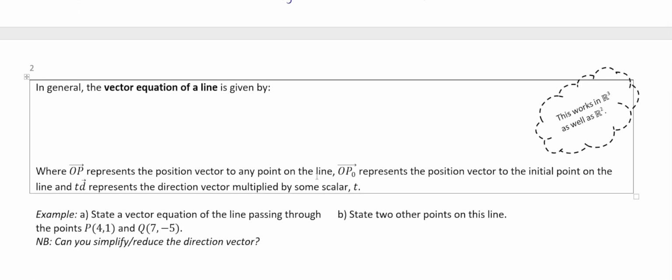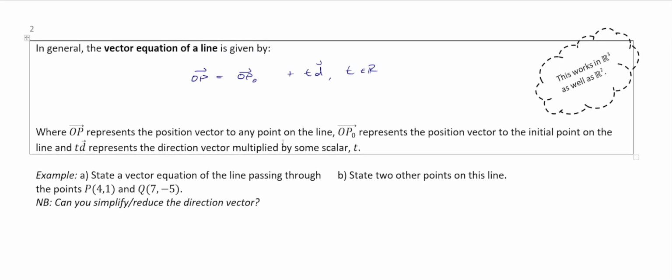Okay, let's keep going here. So in general, the vector equation of a line is given by OP, so the origin to any point on the line is the origin to a given point on the line, plus t, some scalar value, times the direction vector, where t is an element of real numbers. This works in 3 space as it does in 2 space. Okay, so where OP represents the position vector to any point on the line, OP naught represents the position vector to the initial point on the line, and td represents the direction vector multiplied by some scalar t.